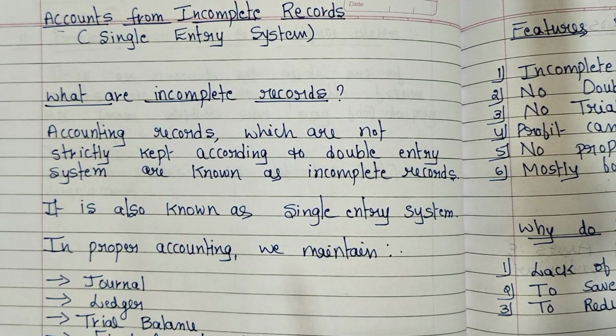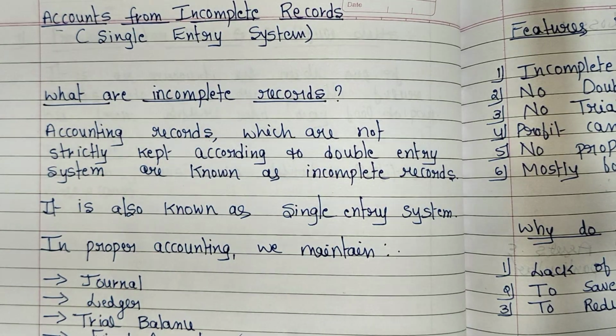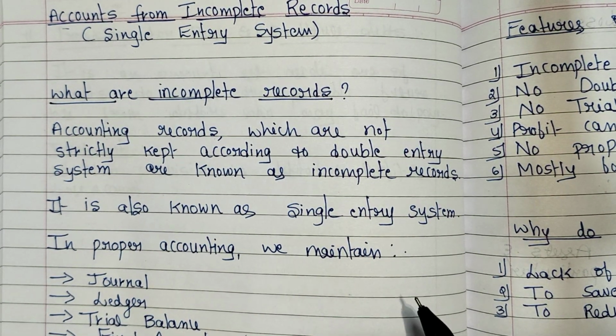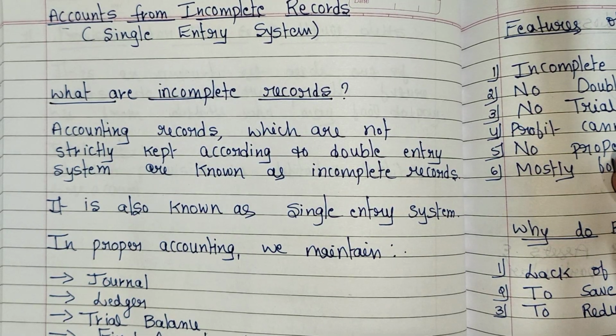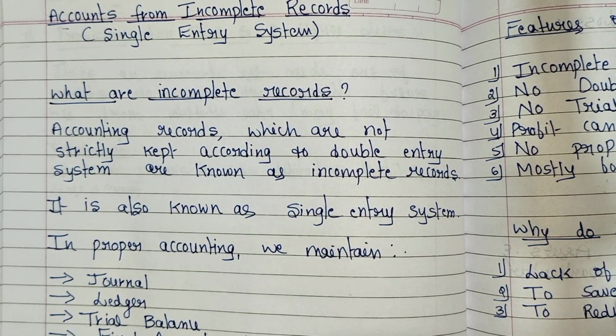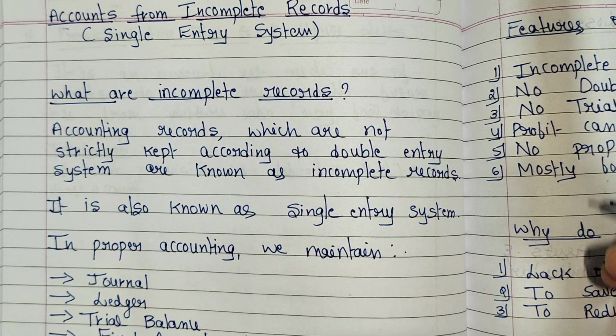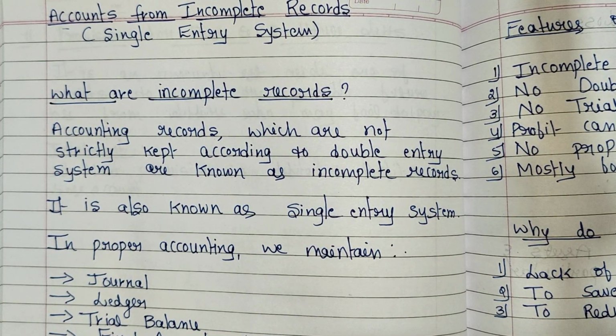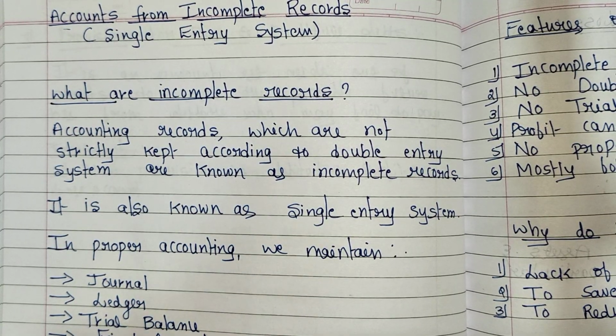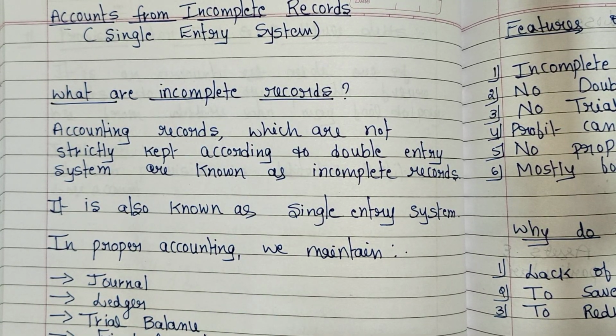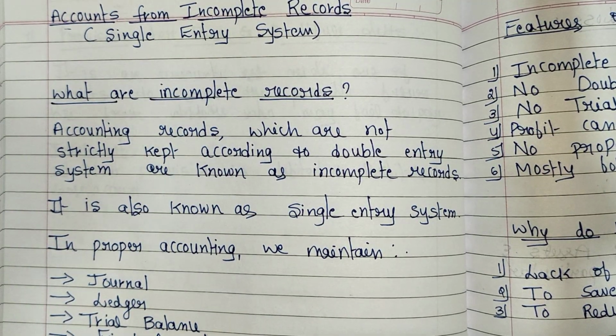In the last class, we learnt about accounts from incomplete records, also known as single entry system, right? It means accounting records which are not strictly kept according to the double entry system are known as incomplete records. Means they are incomplete. In proper accounting, we maintain journal, ledger, trial balance and final accounts, right? But in incomplete records, business owners usually maintain only cash book, personal accounts and some bills and vouchers. Clear? This is incomplete records.